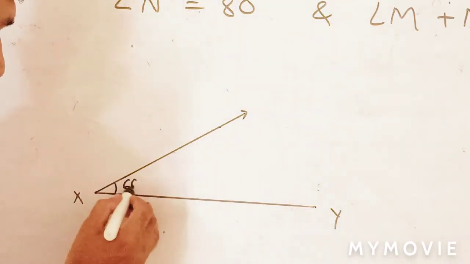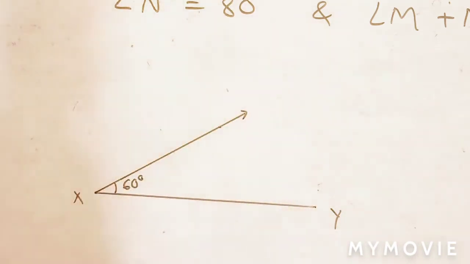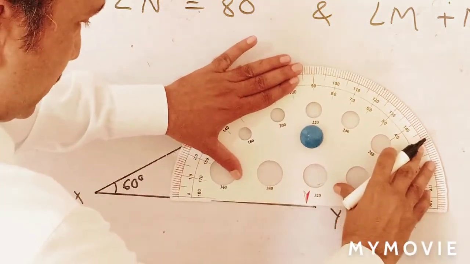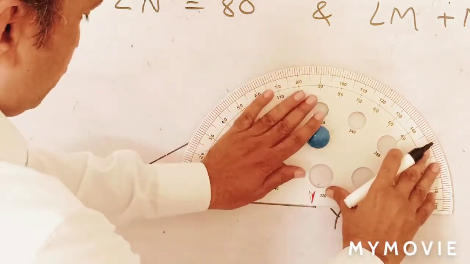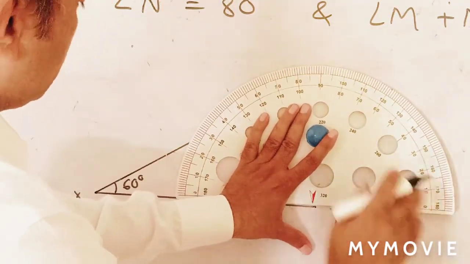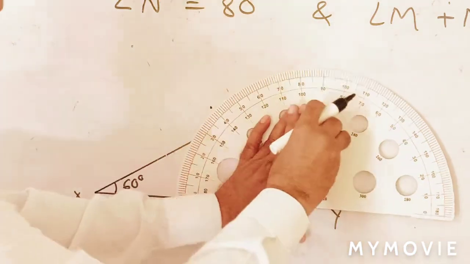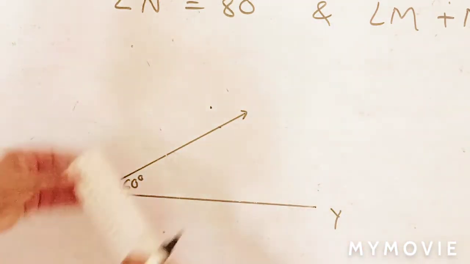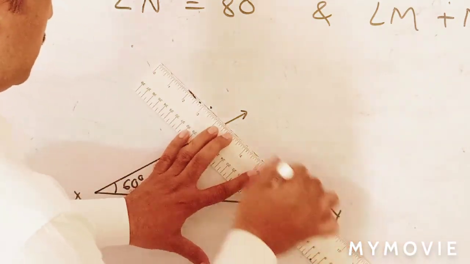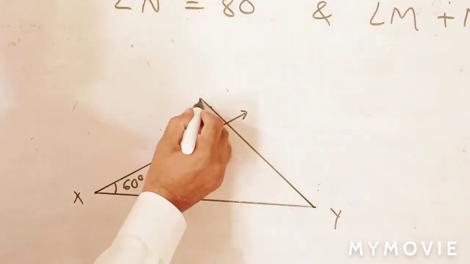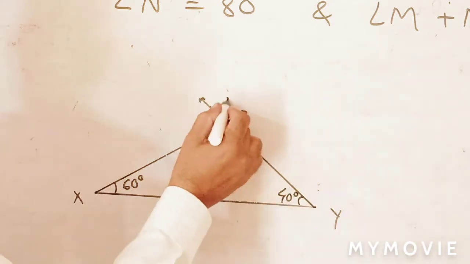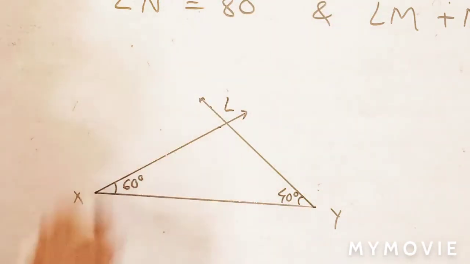Half of 60, 30 degree. Angle Y, half of 80, 40 degree. Then from Y draw angle 40. From Y, 40 degree from left side. 40 degree is coming here, first mark point. Now draw a ray from Y. Here 40 degree. And this is the vertex. Which vertex? L. Because base MN is base, no? That's why L, third vertex.